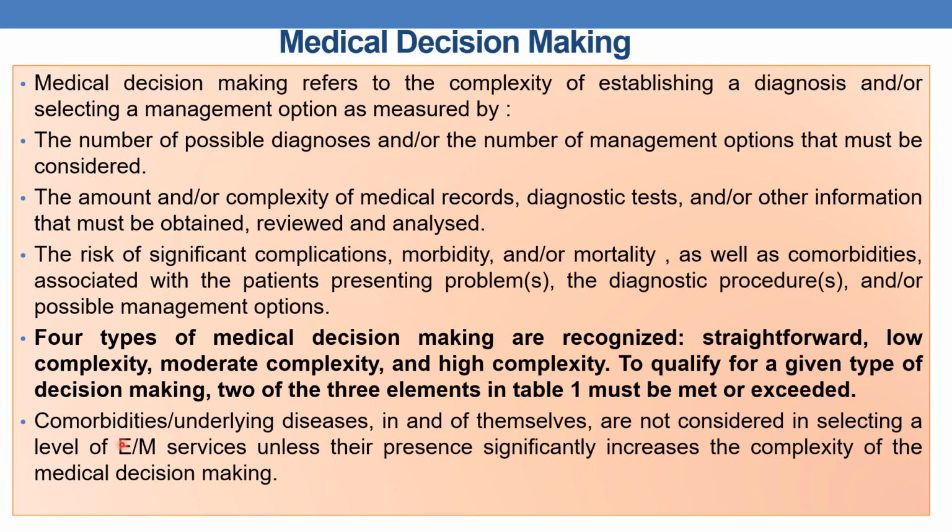Coming to comorbidities or underlying diseases, in and of themselves they are not considered in selecting a level of E&M service unless their presence significantly increases the complexity of MDM. In general, the MDM level is determined by these 3 factors: number of possible diagnoses, amount and complexity of data, and next is the risk of morbidity and mortality. Comorbidities and underlying diseases in themselves are not considered for selecting the level of E&M unless their presence significantly increases the complexity of MDM.